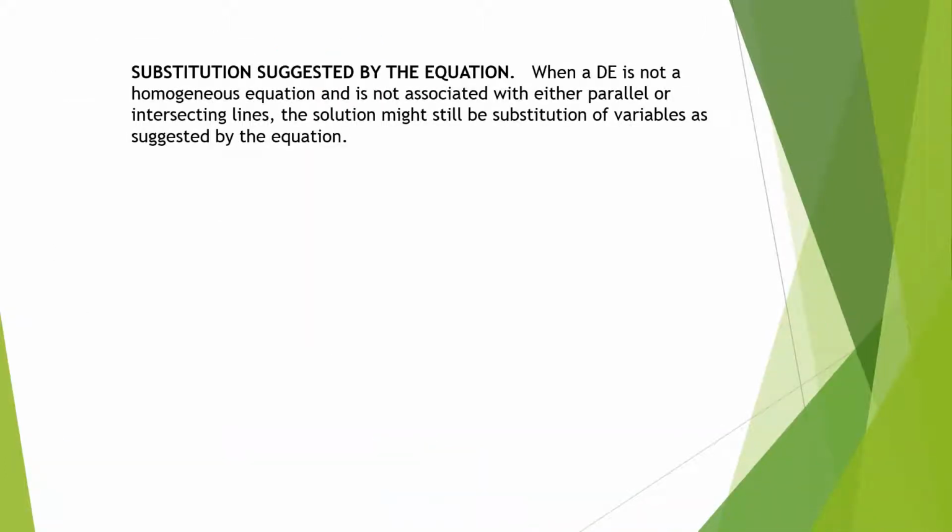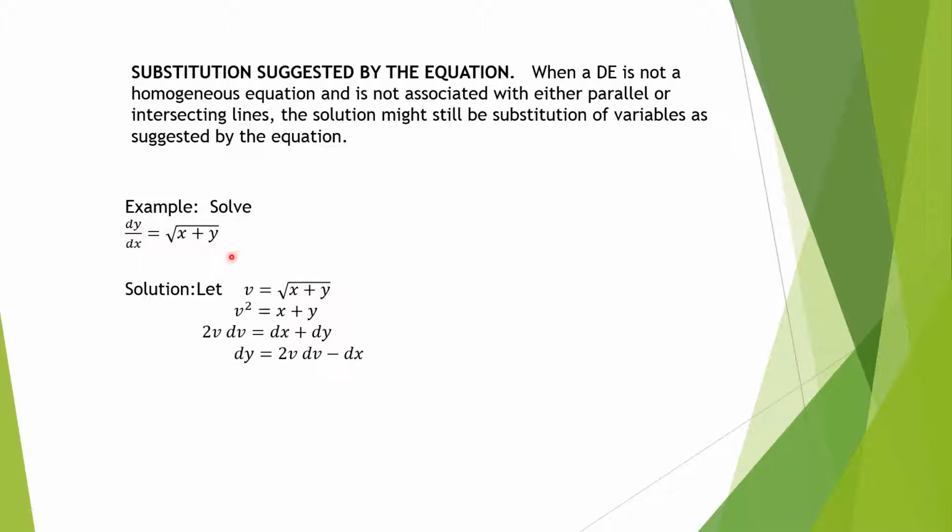Next, there are some equations for which a substitution can be suggested by the equation itself. Now, when the equation is not homogeneous and is not associated with either parallel or intersecting lines, the solution might still be a substitution of variables as suggested by the equation. Let's have one example like this. This is neither homogeneous nor linear. Now a possible substitution is this one, because this is the complicated term.